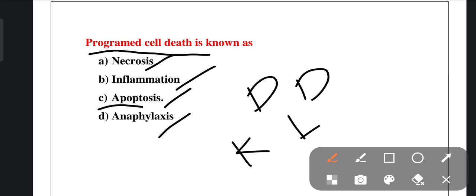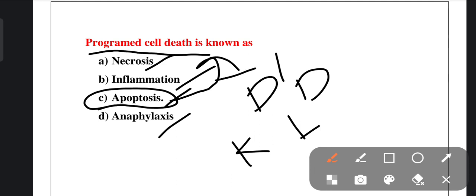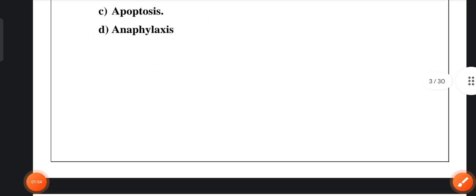So the right answer is apoptosis. Apoptosis is nothing but a programmed cell death. It commonly occurs in the bones. It is called programmed cell death, that is apoptosis.